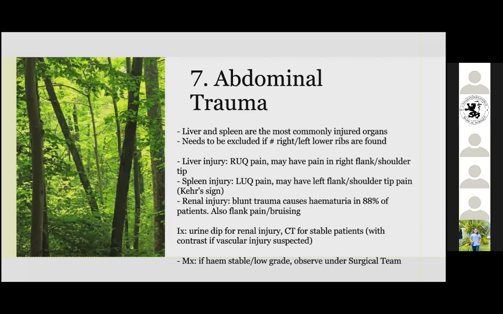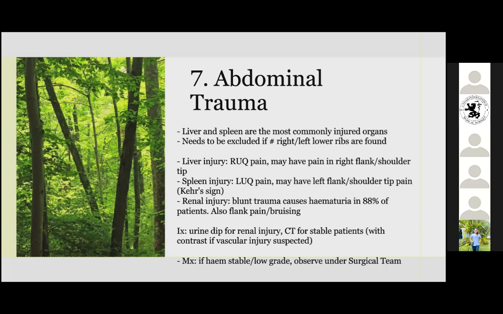So for liver, spleen and renal injuries, there's a grading system, which I don't think you need to know much about, and I don't know much about. I think this is more of a surgical specialized bit of information, but there's grading called AAST, and this grades all of these injuries on a scale of 1 to 5, 5 being the most severe. And this is often done upon imaging.